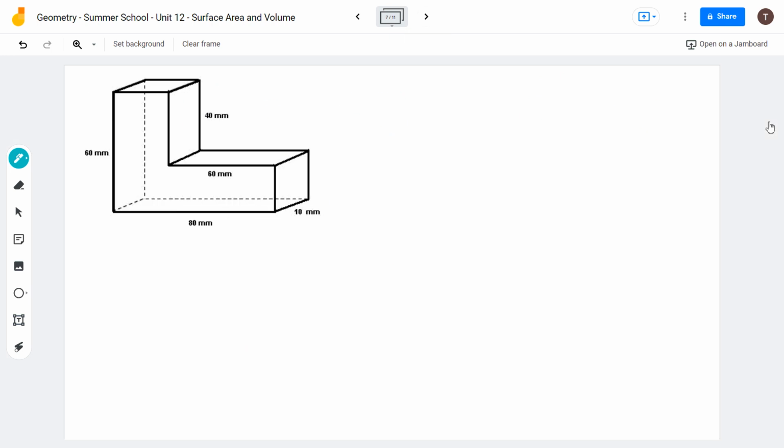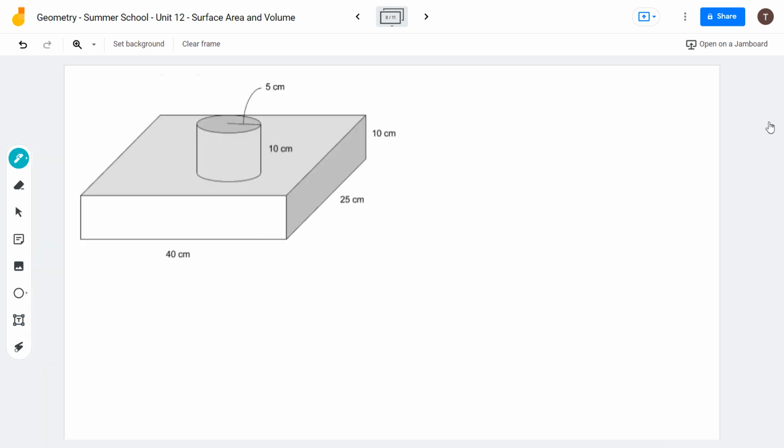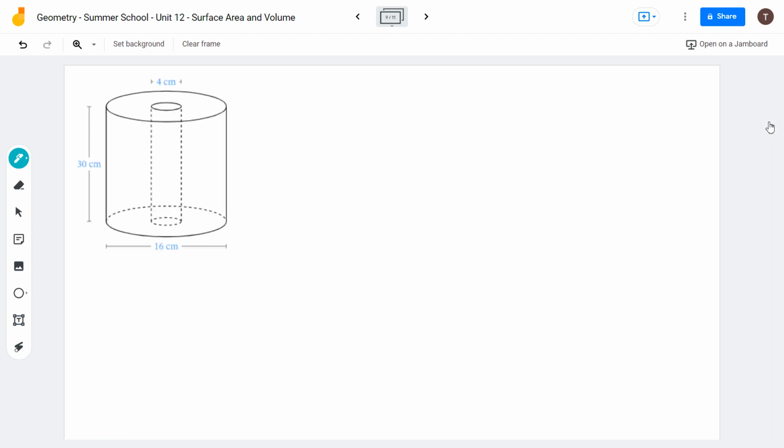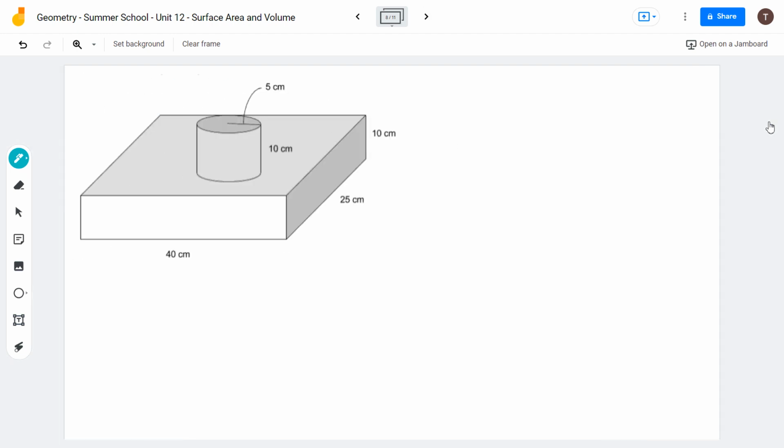All right, let's save that one. You guys can do that one. This one is pretty much like the other one. Well, okay, we'll do this one. So for this one, I have a rectangular prism and I have a cylinder on top of it. So let's start with volume.